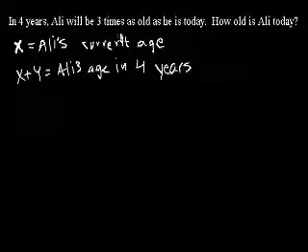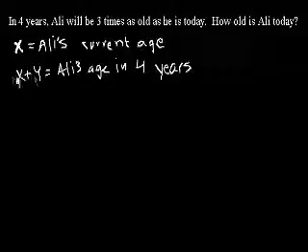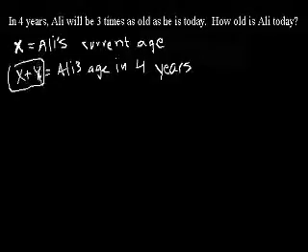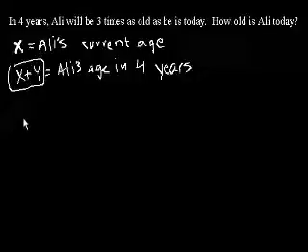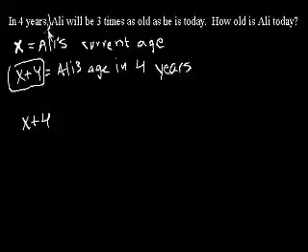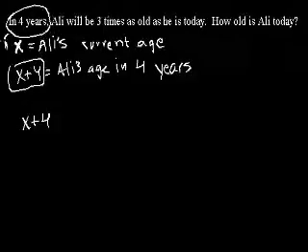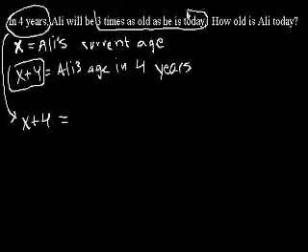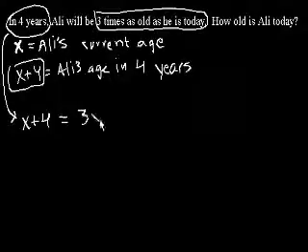Let's read what other information there is in the problem. It says in 4 years, so in this situation, that's X plus 4. In 4 years, Ali will be 3 times as old as he is today. Well, today he's X. So in 4 years, we could translate that into X plus 4. That's going to equal 3 times as old as he is today. Well, we know today he's X, so that's going to be equal to 3X.